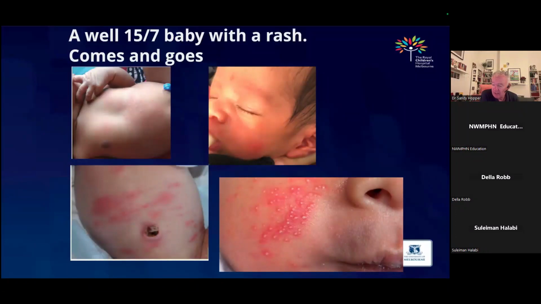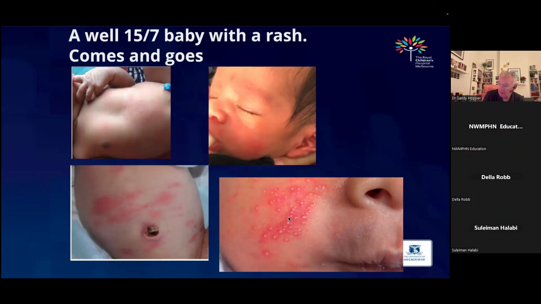We're getting infantile acne come through. Neonatal acne. Milia, ET, erythema toxicum. Yep. In fact, this is erythema toxicum. So little red spots with little pussy centers, quite red, a well child.